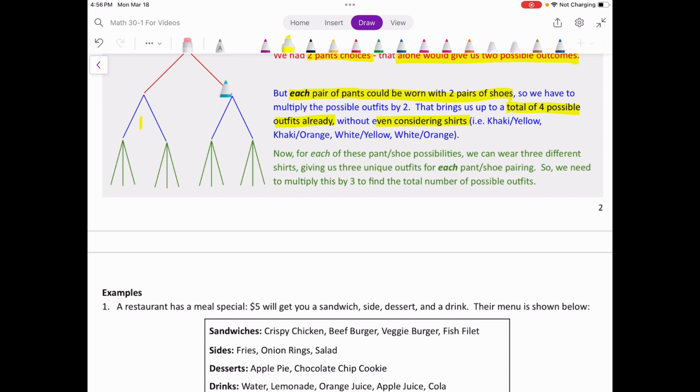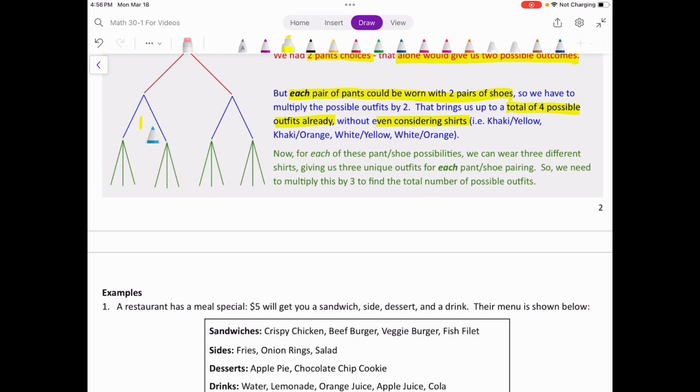for every one of the 4 outfits we've come up with so far, we could finish it off with one of 3 different shirts, right? So there are 3 ways we could complete our khaki yellow outfit, 3 ways we could complete our khaki orange outfit, 3 ways we complete our white yellow outfit, and 3 ways we could complete our white orange outfit, right? Giving us a total of 2 times 2.